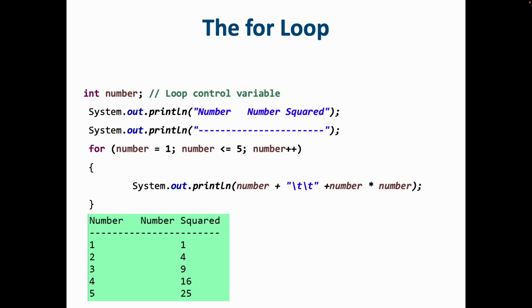So I start from 1, and then its square is 1. Then it is incremented by 1, so it becomes 2, and then I print 4. I increment it again by 1, so it becomes 3, its square is 9, and so on. So this is the for loop. It is not used to iterate over a list, but it is used to just do the iteration.